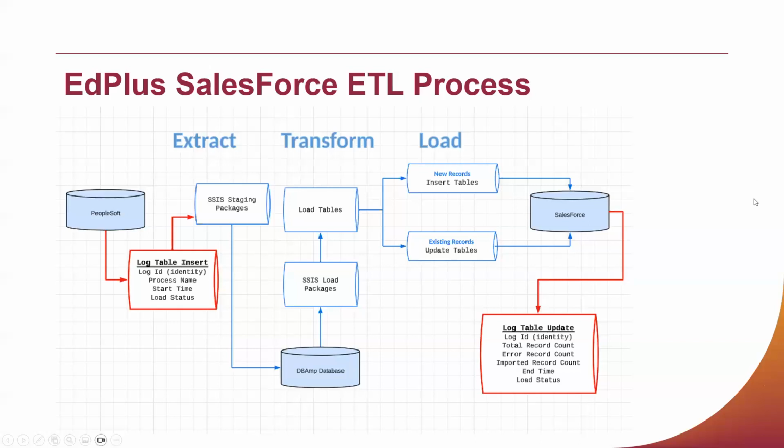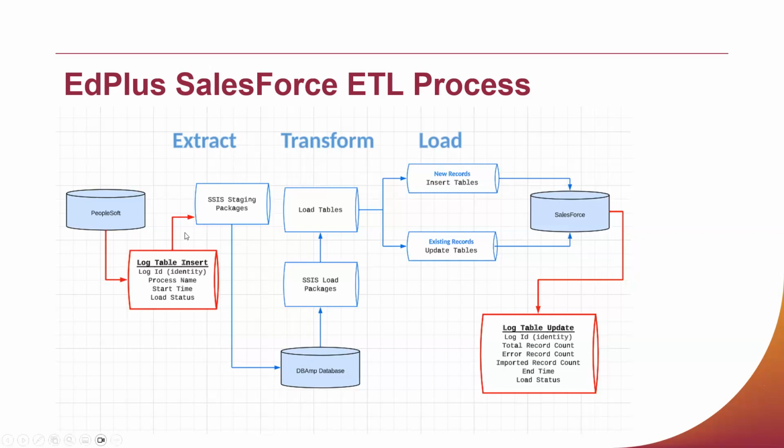And so we're back to the original ETL slide, and what I did here was indicate where, when the process initially starts, this step right here is called log table insert. The very first thing we do every time a process runs is insert a row into the log table, and that creates an ID, which is an identity property. This ID is auto-generated, and then we insert the process name, the start time, and the load status, which is 0, because the 0 just indicates that the process started.